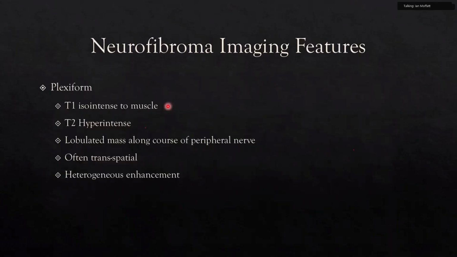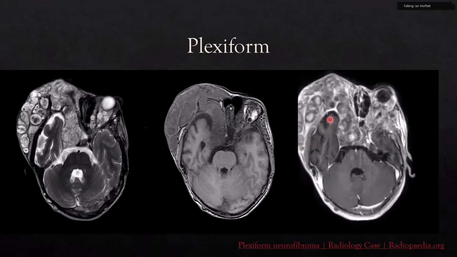And then your plexiform neurofibromas, which are almost diagnostic. T1 isointense to muscle, T2 hyperintense, lobulated, and they follow the course of major peripheral nerves. They're often transspatial as well and demonstrate heterogeneous enhancement. This is your prototypical plexiform neurofibroma. They often refer to it as a bag of worms appearance. All these multiple lobulated tumors along the distribution, in this case, of the trigeminal nerve.